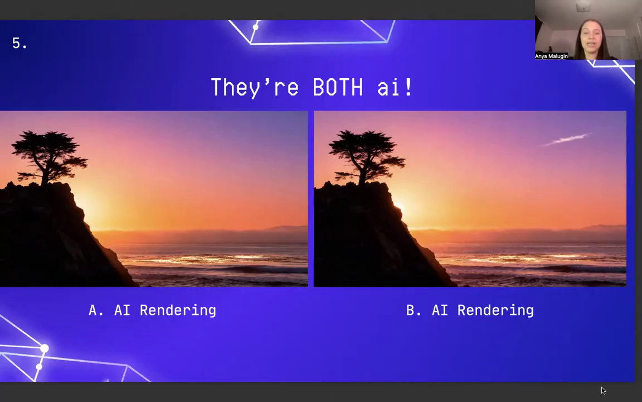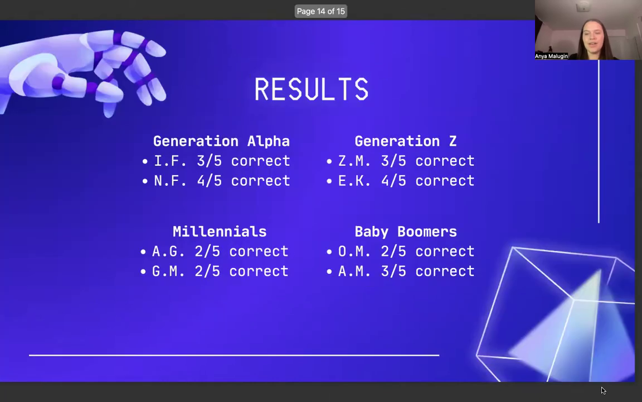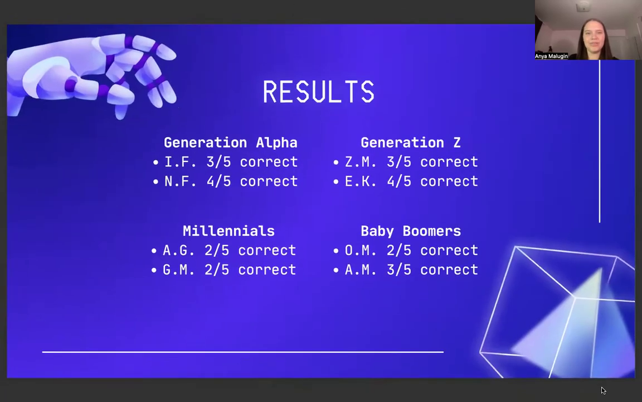As you can see here, I was very easily able to fool all of my participants into thinking that at least one of these pictures had to be real when they were actually both AI created. So it goes to show how easily the narrative can be controlled. All right, let's look at the results.